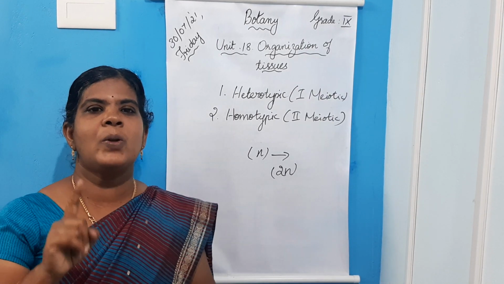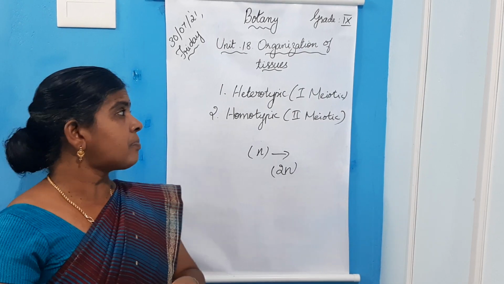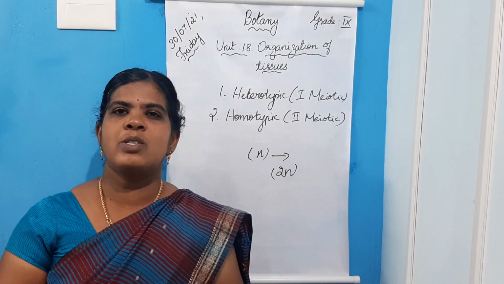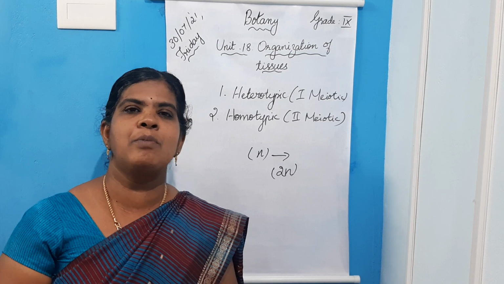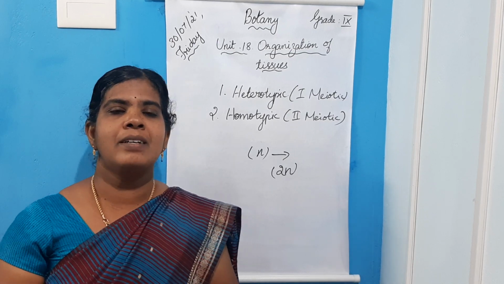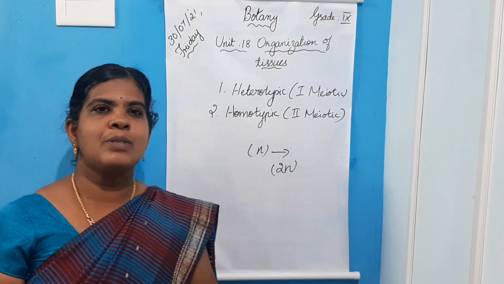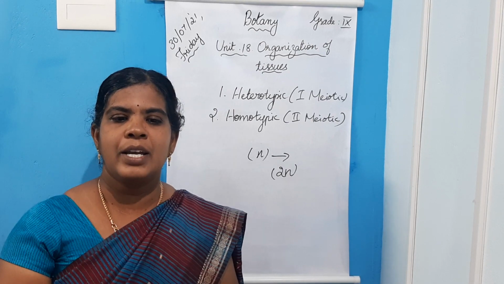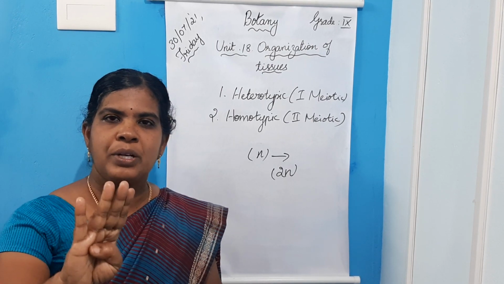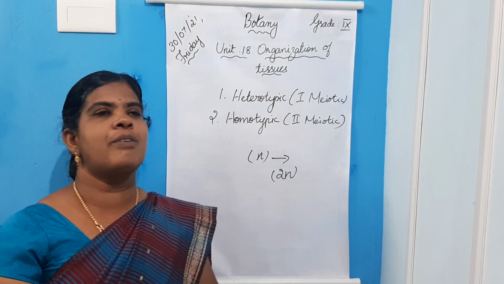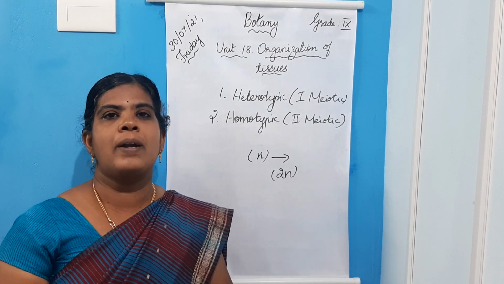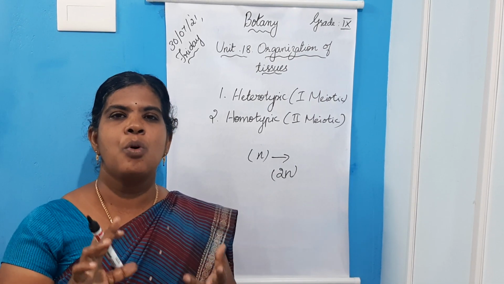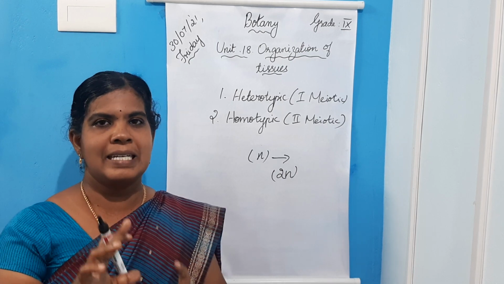Prophase 1 is the longest phase in heterotypic division. It takes a longer time to complete. Prophase 1 consists of 5 stages: leptotene, zygotene, pachytene, diplotene and diakinesis. Then what is synapsis? The pairing of homologous chromosomes is called synapsis.